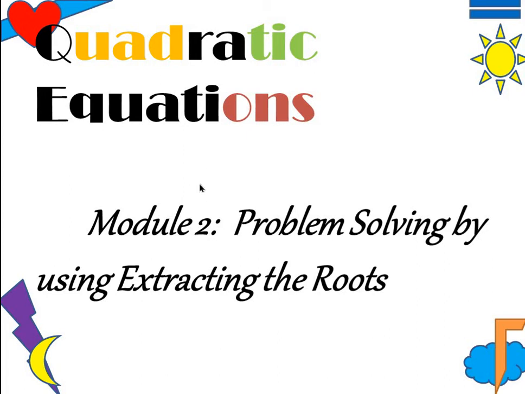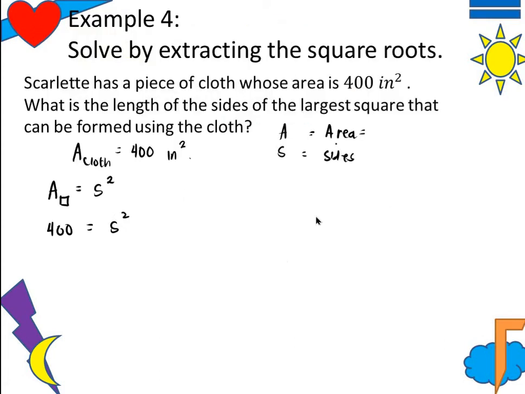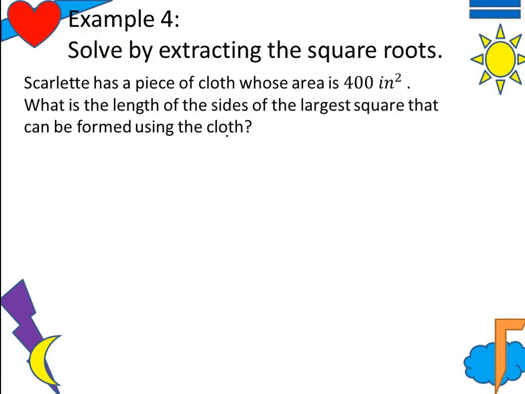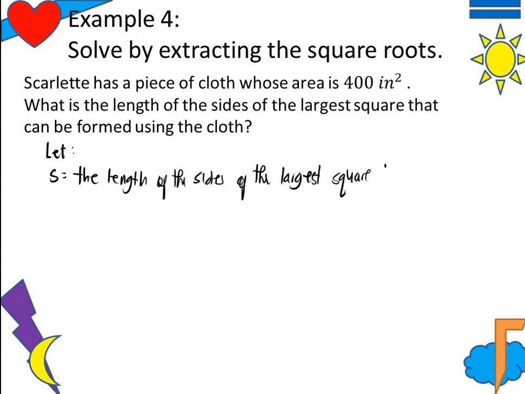Good day everyone, so today we're going to discuss quarter 1 module 2, problem solving by using extracting the roots. Scarlett has a piece of cloth whose area is 400 inches square. What is the length of the sides of the largest square that can be formed using the cloth? Let S be the length of sides of the largest square that can be formed using the cloth.